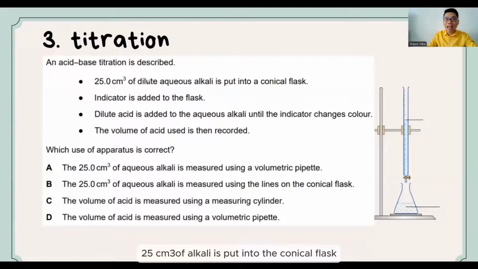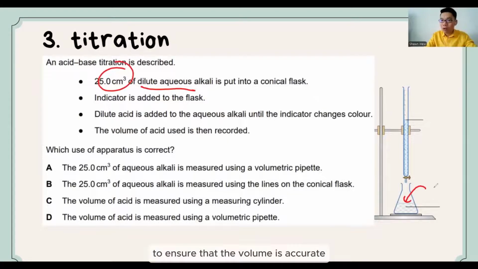Acid-base titration is described. 25 cm³ of alkali is put into the conical flask. To ensure that the volume is accurate, we must use a pipette to measure this. And then indicator is added to the flask. Then dilute acid is added to the aqueous alkali by using this, which is called a burette. So the volume of acid is then recorded.